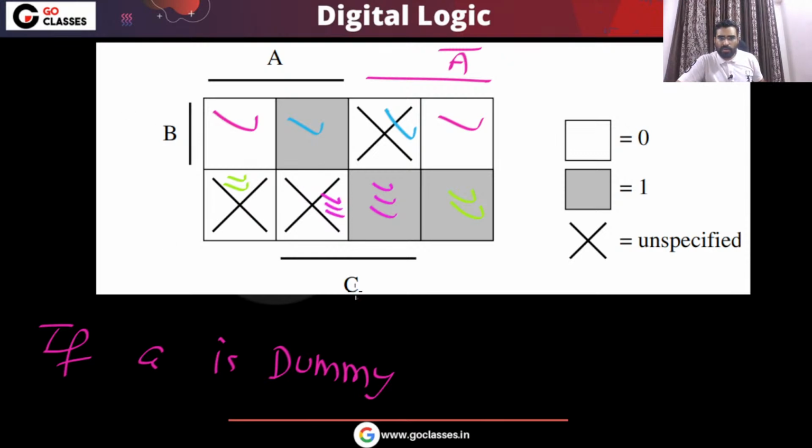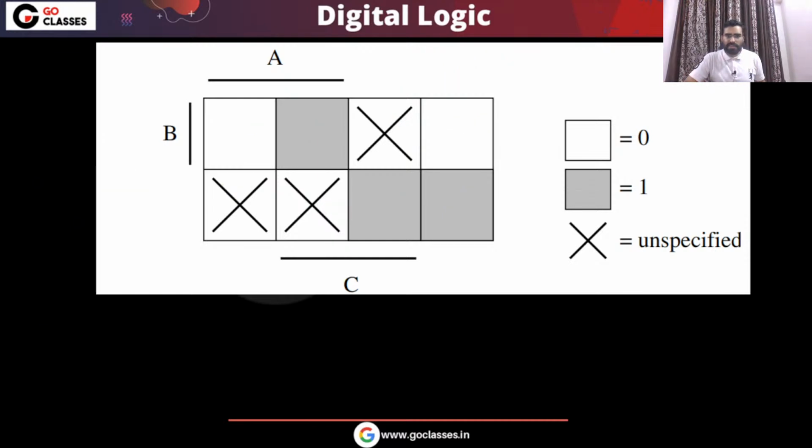And you can make them the same. Already this is fine, this is 0, this is 0. So yes, A can be dummy. If A is dummy, then this would happen. I hope this is clear.